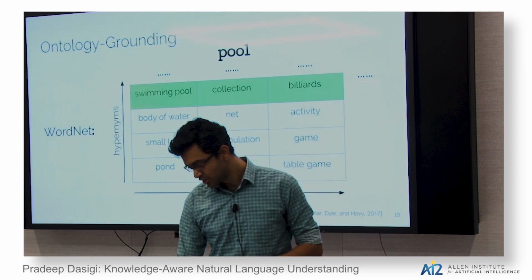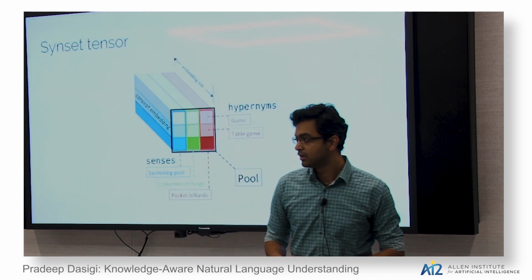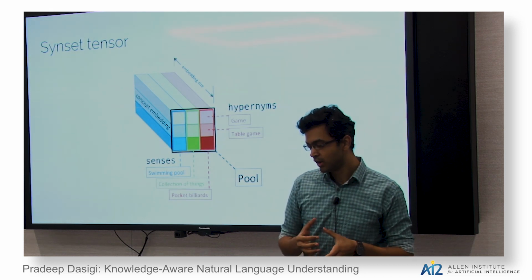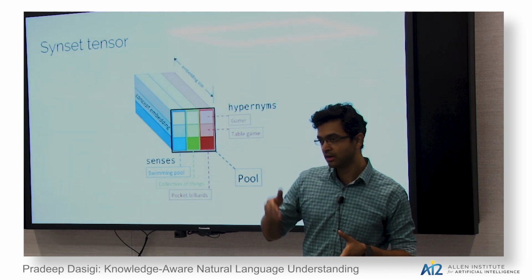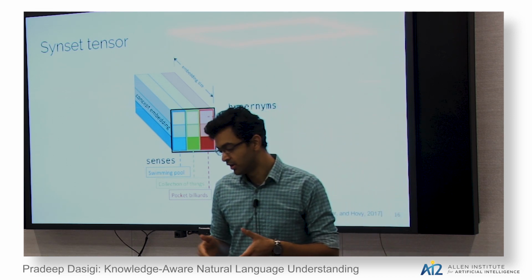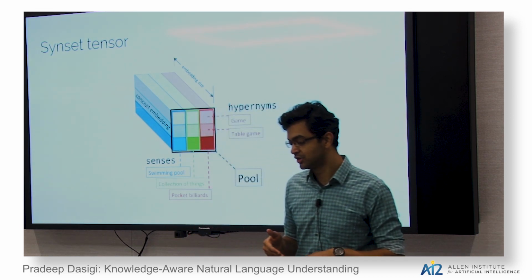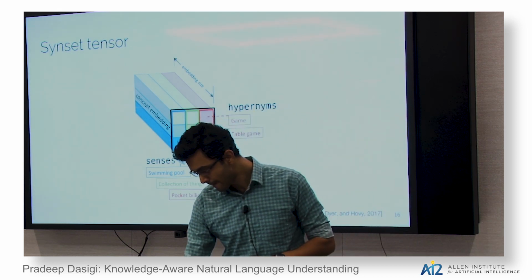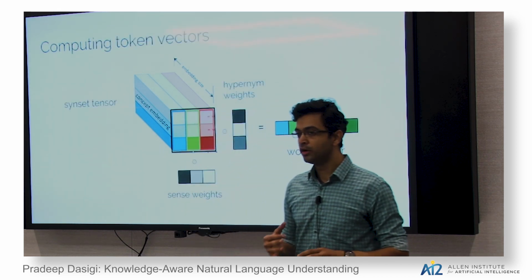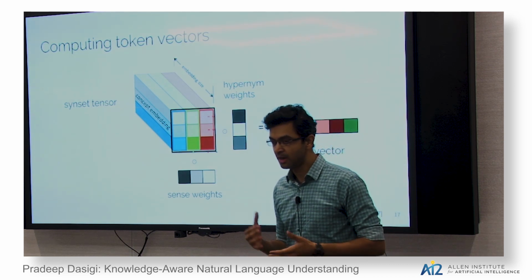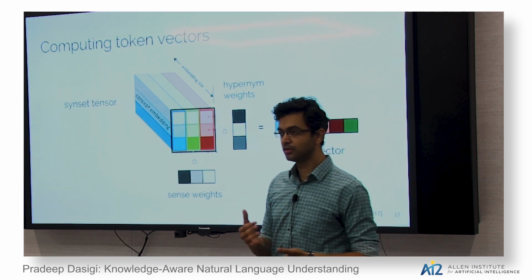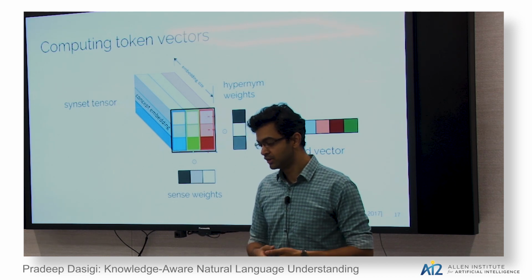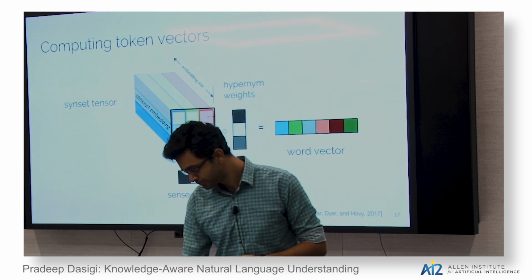So given this information, we can then represent this set of synsets and senses as some sort of a tensor, where one axis represents senses, the second axis represents hypernyms, and the third axis represents the embedding dimension. Then, when we want a word vector representation, we learn hypernym weights and sense weights so that we can compute dot products of these two weights with the given tensor to arrive at the word vector representation.